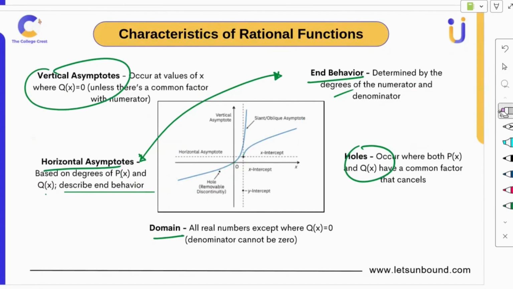Now, a horizontal asymptote is a horizontal line that the graph will approach. The x-intercept is where your graph crosses the x-axis, and the y-intercept is where your graph crosses the y-axis. Those are very normal things. We will deal with the y-intercept, and for the x-intercept we have a separate lesson. So end behavior, horizontal asymptotes, domain, and y-intercept: this is what we're going to do in today's video.